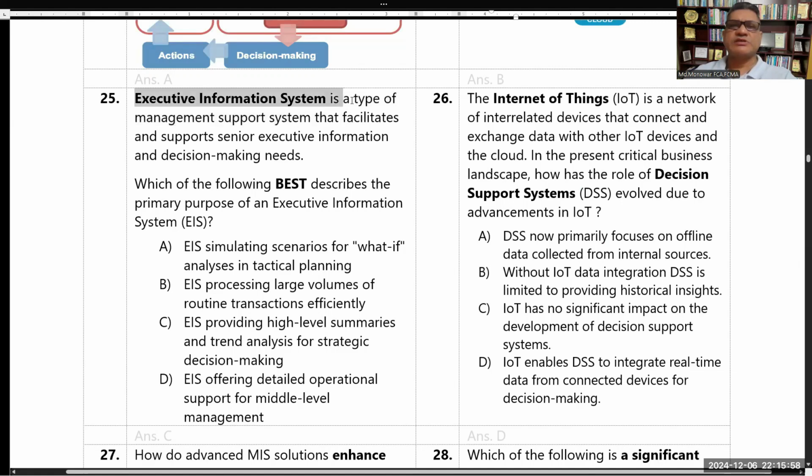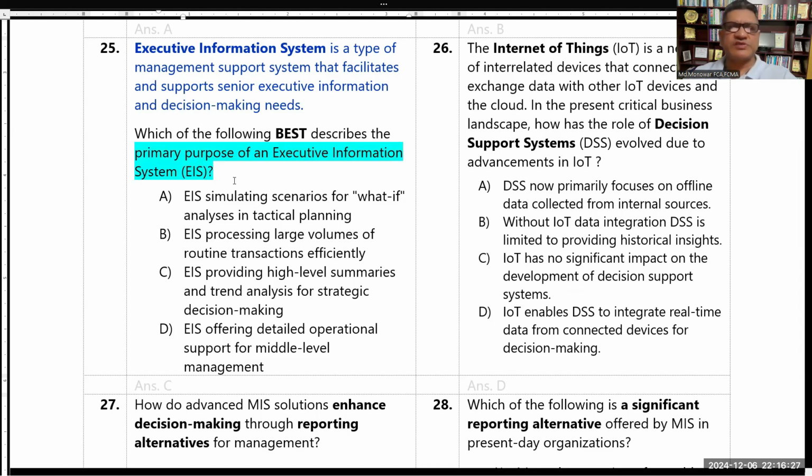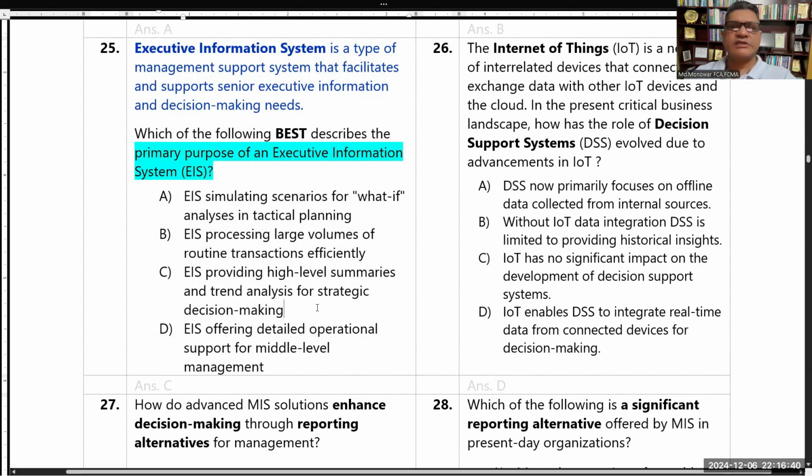An executive information system is a type of management support system that facilitates the senior executives' information and decision-making needs. True. So which is the best? Describe the primary purpose of an executive information system. The executive information system provides high-level, summarized, and trend analysis for strategic decision-making. Answer C.